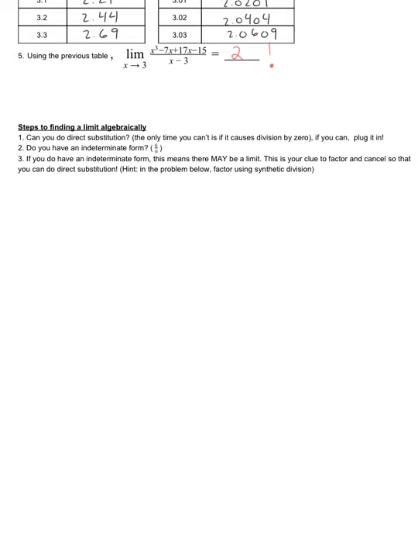If you can't do direct substitution, then you have to check for the indeterminate form, 0 over 0. If you have that, that's step number 3. If you have an indeterminate form, there probably is a limit there. That is your clue to factor and cancel so that you can do direct substitution.